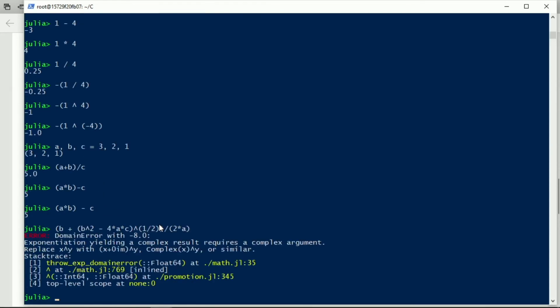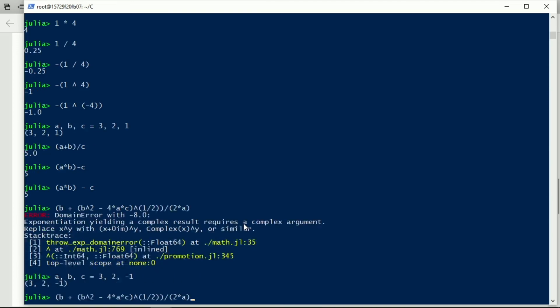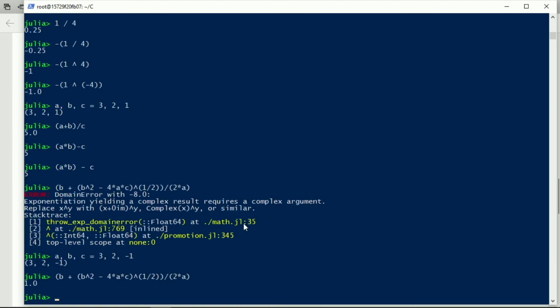And it doesn't like it. It says there's a domain error with minus 8 because we are yielding a complex result. This is because b squared minus 4ac is negative. B squared is 2 and AC is 3 times 1, so this is 4 minus 12 is minus 8. So an easy solution is just to make that minus 1, and then we get that the result is 1.